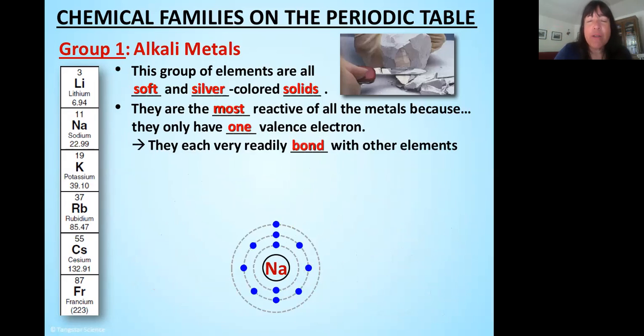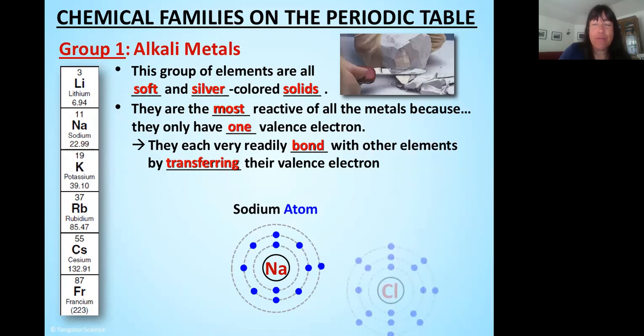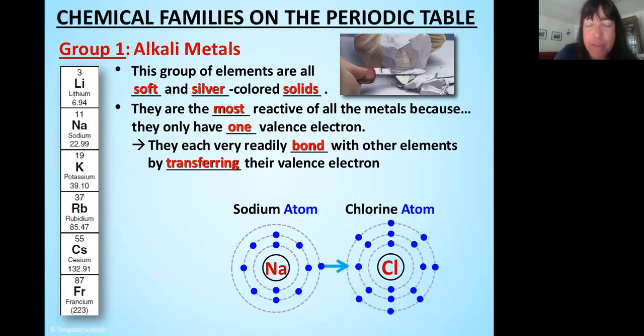They very readily bond with other elements. They will attack elements like, here, take my electron, just get it out of here, by transferring their valence electron. They can't wait to get rid of it. You put it in water, it explodes. It's awesome. This is one of the reasons why I became a chemist.